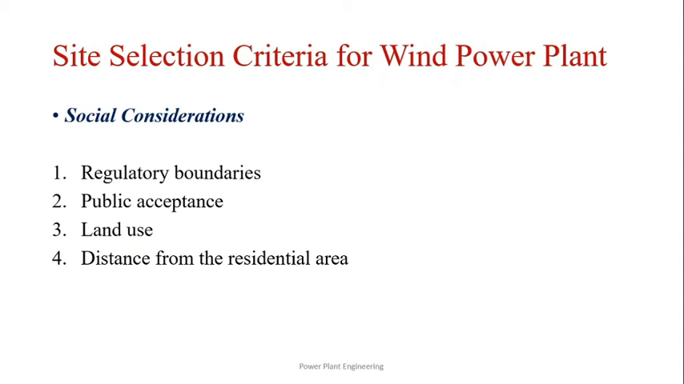Distance from the residential area. Noise and vibration stemming from the wind turbine may cause residents to suffer from sleep disturbance, headache, and visual disturbance. Those types of complaints can be avoided if the wind turbines are sited at a considerable distance from the residential area. The site selection of the wind farm is important because of the above technical, economic, environmental, and social aspects, and it plays a vital role in the selection of the wind power plant.